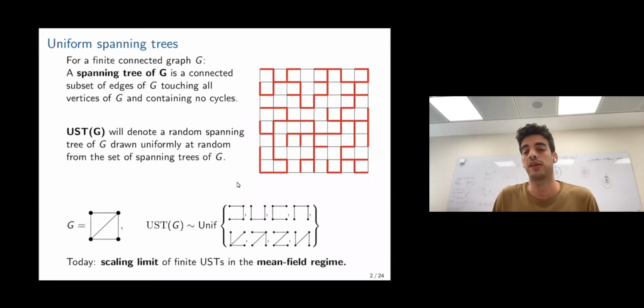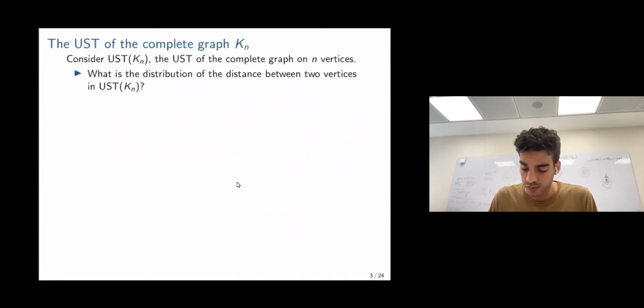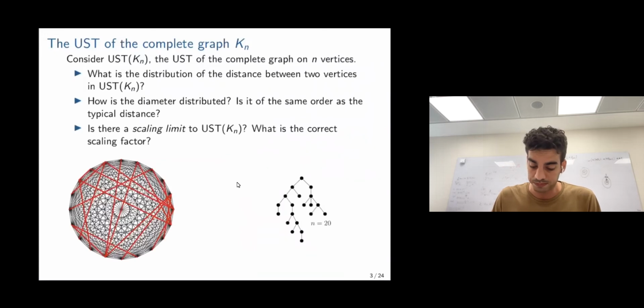So we will show what happens when the dimension is very larger than the critical dimension, and we expect the behavior to be more or less trivial, which means it will behave as if we were in the complete graph, which will be the first example I'll be talking about. So the complete graph will be denoted Kn, and the UST of Kn is just an n-vertex random labeled tree.